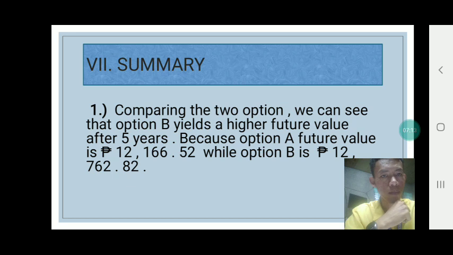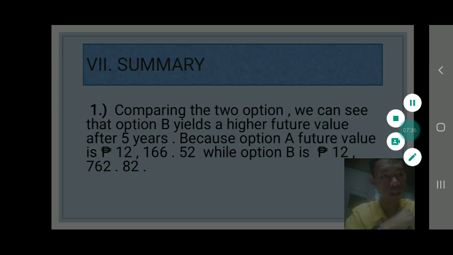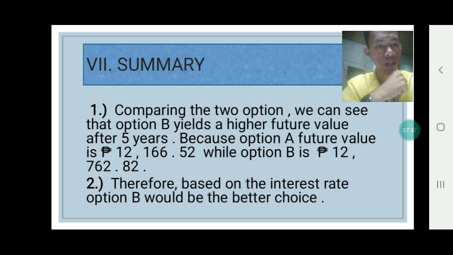So the last step is summary. Comparing the two options, we can see that option B yields a higher future value after 5 years, because option A future value is 12,166.52, while option B is 12,762.82. Therefore, based on the interest rate, option B would be the better choice.